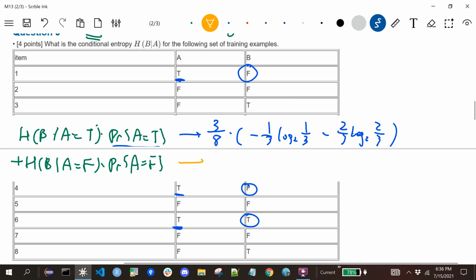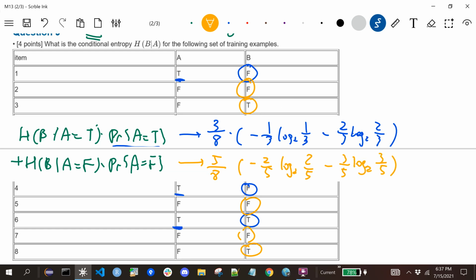And part 2 is 5 over 8. And let me highlight the other ones. There are 3 F's and 2 T's, so it's the 2/5 and 3/5 ratio. So same formula. Remember, it's log base 2 and log base 2 3/5, and you just add them up.